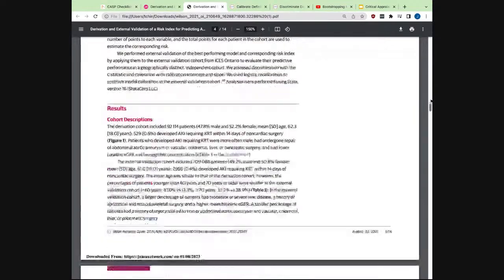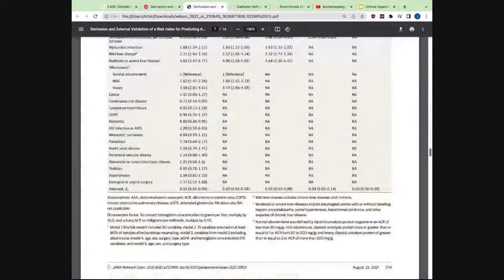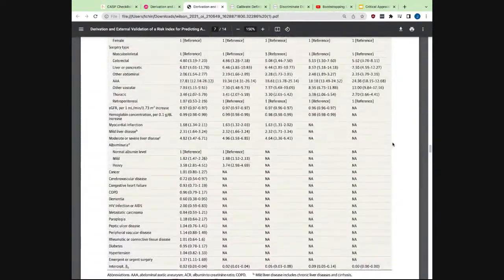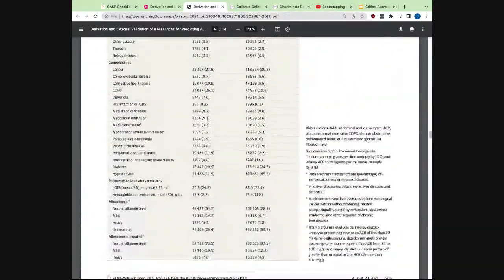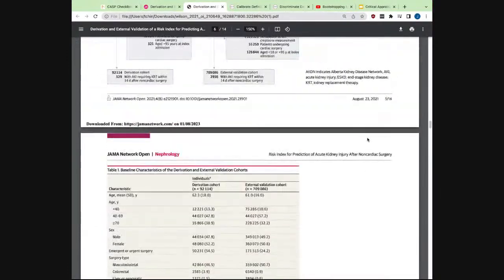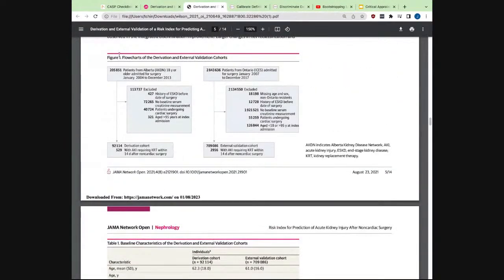And the results, once I get here, I go straight into the tables and figures because it is just much easier to understand. So first, this is a flow chart of the cohort. The one on the left is how they derive the cohort, and then on the right is how they derive the external validation cohort.